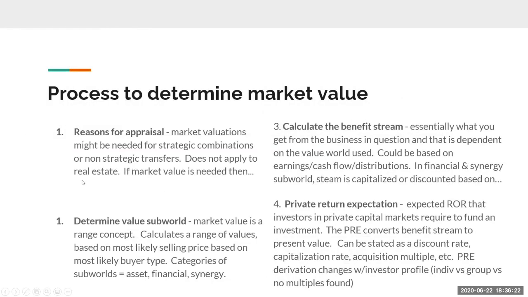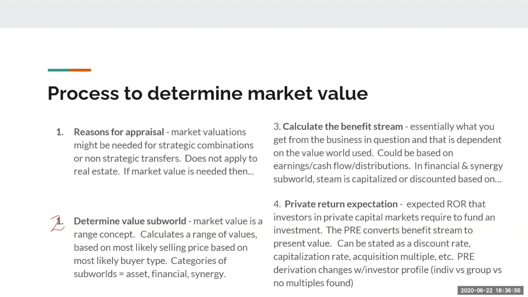So when it comes to determining market value, we're thinking about, how do I even have a starting point of how to come up with this figure. So basically 4 steps. I don't know why that says 1 twice. It's supposed to say 2. But the reason for appraisal basically is the first step. You have to say market valuations. Why do I need it? Is it for strategic combinations or non-strategic transfers? What is the purpose? Why I might need to start looking at applying a market value on my business.